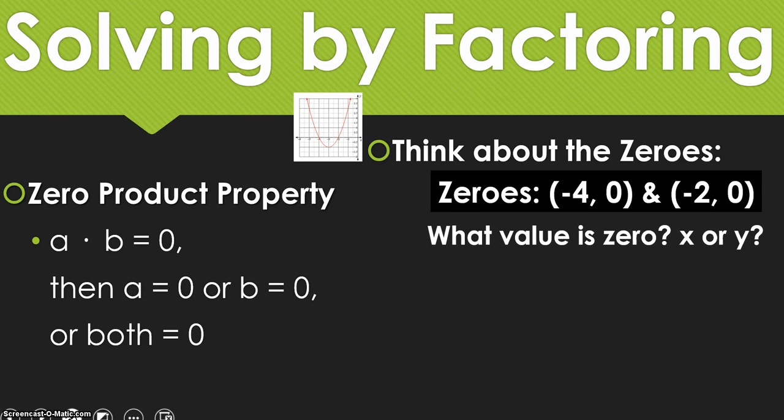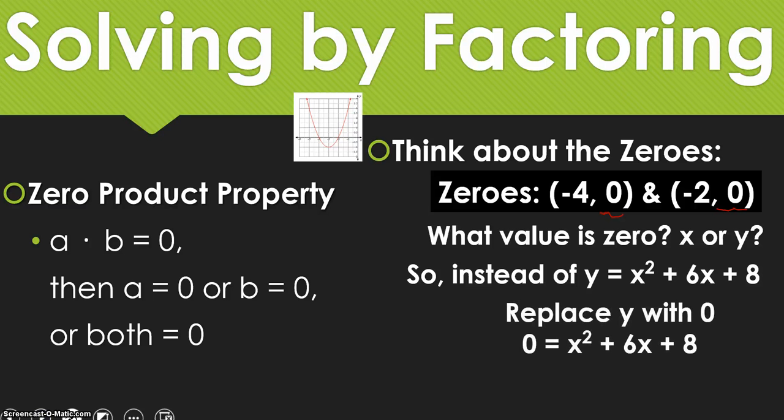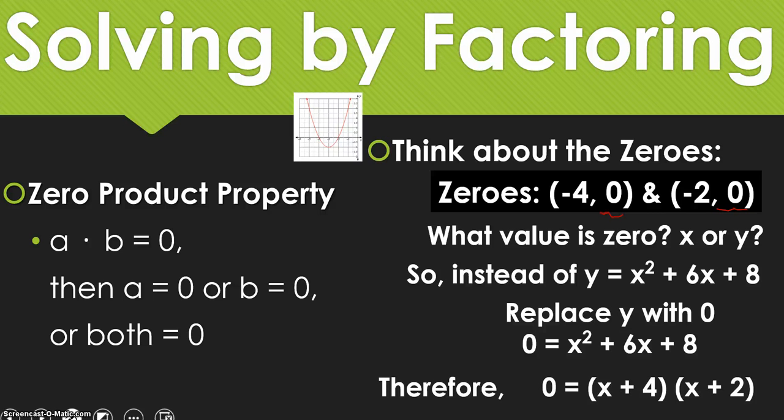What value is 0, x or y? Well, the y value is 0. So instead of y equals x squared plus 6x plus 8, I'm going to replace the y with a 0 and have 0 equals x squared plus 6x plus 8. So therefore, my factors of that, x plus 4 times x plus 2, also equals 0.